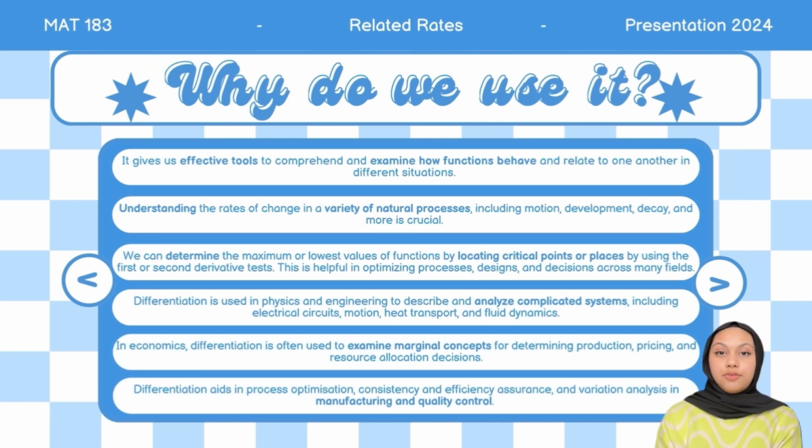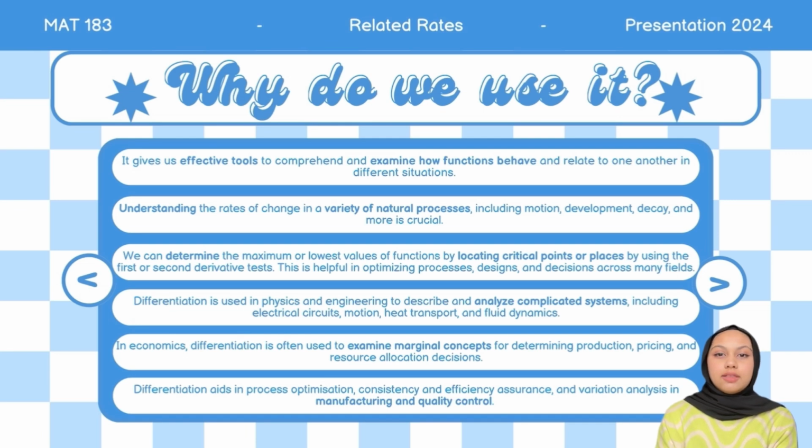Why do we use differentiation? Applying differentiation is crucial because it gives us effective tools to comprehend and examine how functions behave and relate to one another in different situations. Differentiation allows us to precisely quantify how a function changes with respect to its independent variable. This is essential in understanding the rates of change in a variety of natural processes, including motion, development, and decay.